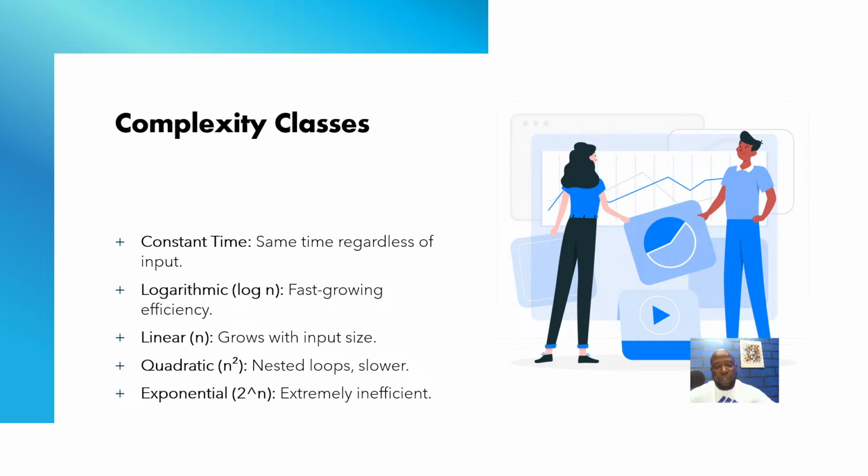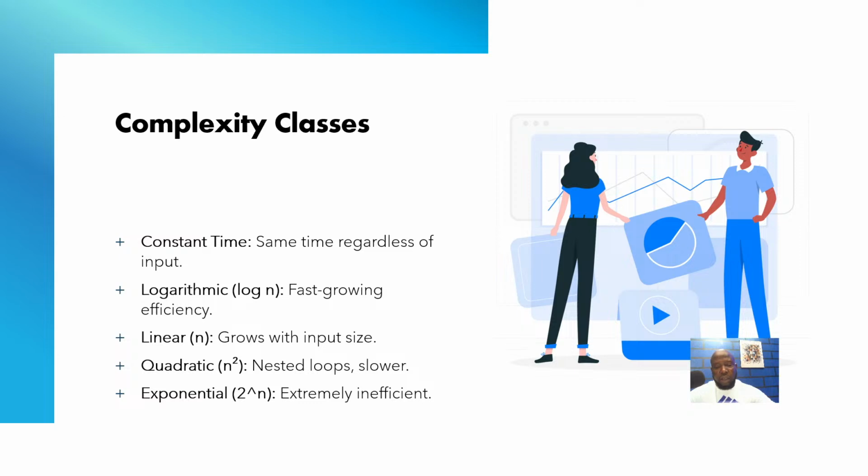And then we have linear, where the time grows in proportion to the input. If you want to count 5 items, you perform 5 operations. If you want to count 100 items, you have to perform 100 operations. If you want to count 1 million, it grows with the input size. Then the next one is quadratic, which is normally encountered and is also very inefficient. We also have factorial, which is also very inefficient.